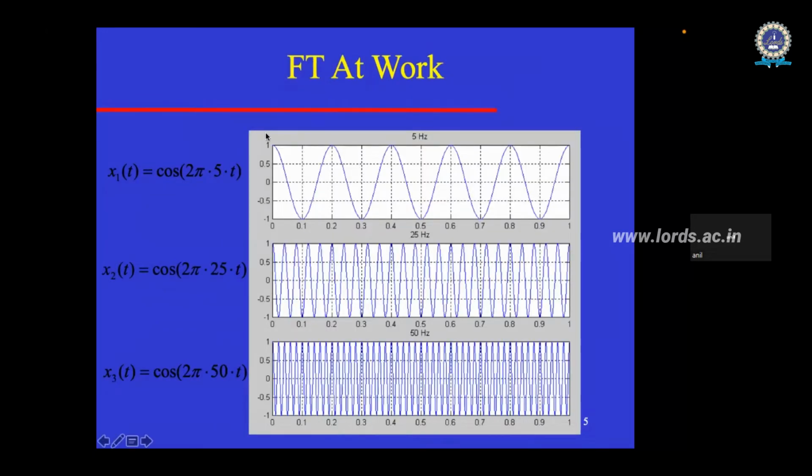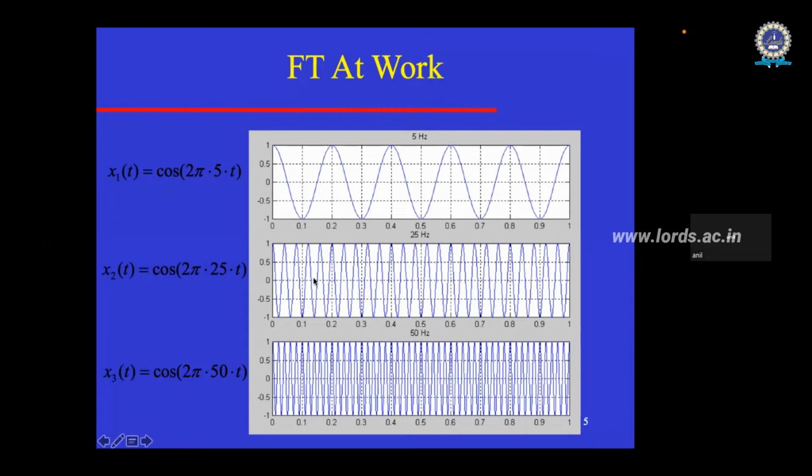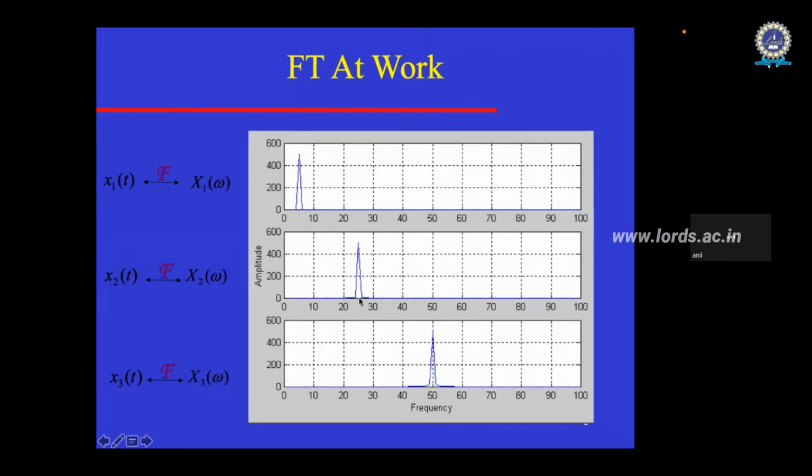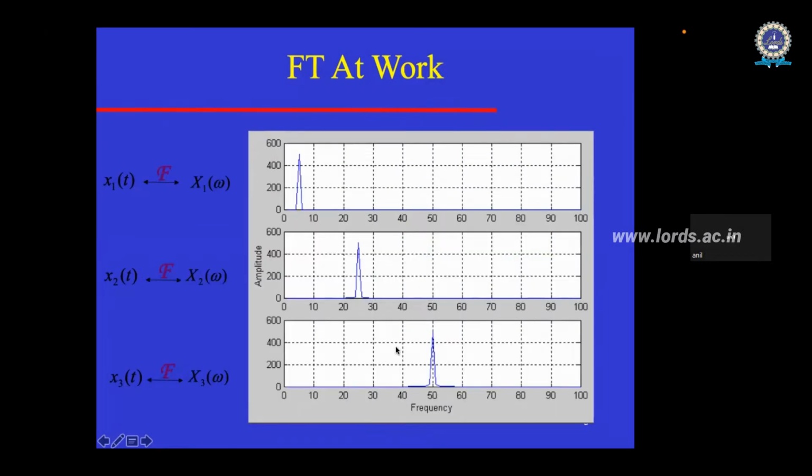This is a sinusoid signal which has some frequency, at 5 or 25 or 50. This has only 5 Hz, so I have got only one. My Fourier transform will be only at 5. Let us say this is the second signal, which has a frequency of 25, so I will get a peak at 25. Similarly, at 50, I will get a peak at 50.